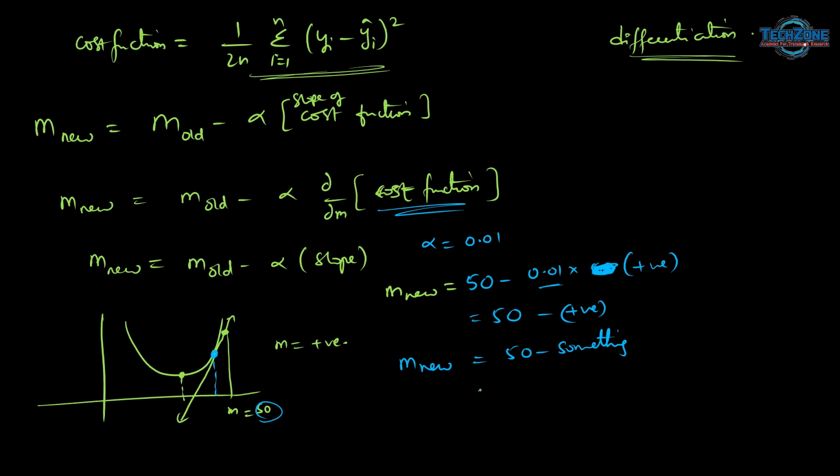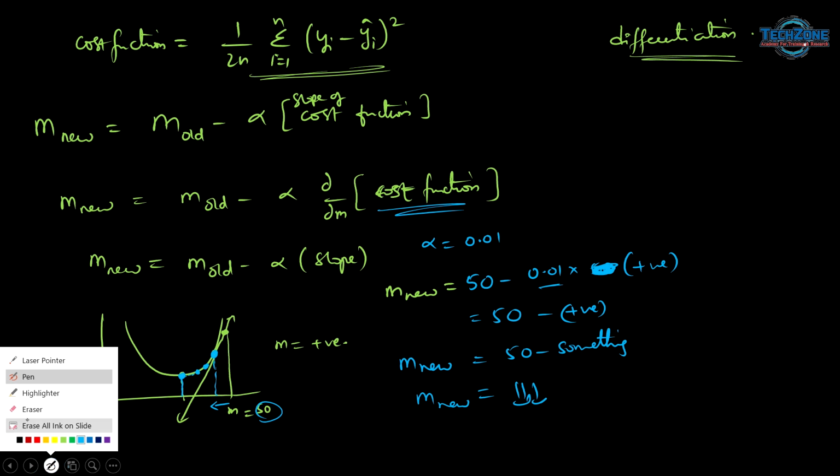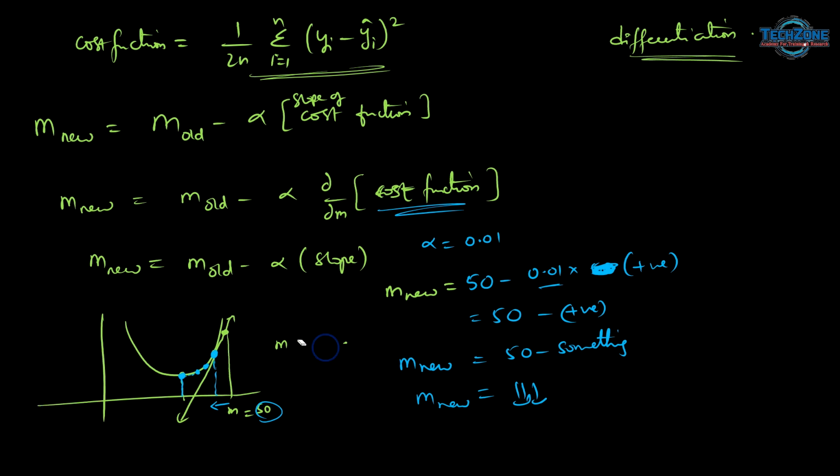So what will happen to this 50? It will decrease now, right? That means this m new will decrease. Decrease means it will come this side. Maybe this will be the new point, and in the next step it will decrease further. Like that it will come to the global minima. I hope this is clear. What I'll do is I'll just rub this part and draw one more graph here.